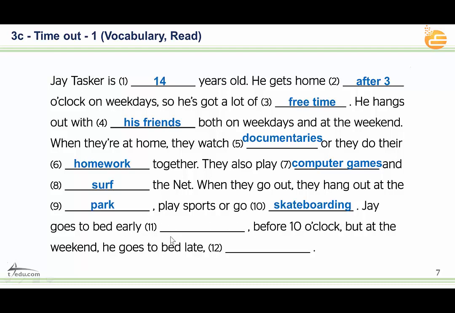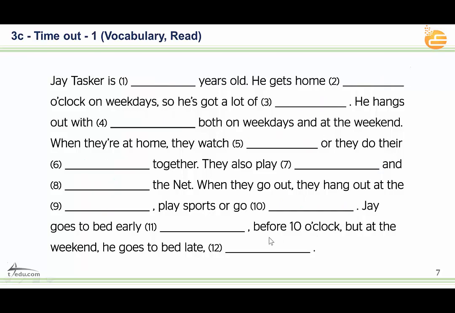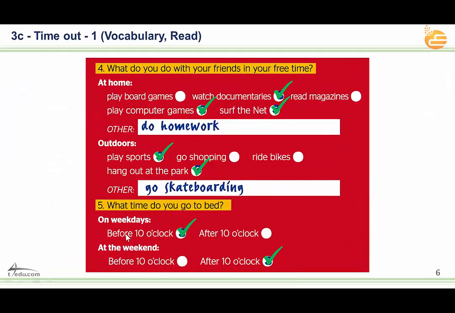Jay goes to bed early before 10 o'clock. Okay. When does he go to bed? What do you think? At the weekend or on weekdays? Early. Before 10 o'clock. Let's take a look. Okay. Before 10 o'clock on weekdays, he goes to bed. Exactly. On weekdays. But at the weekend, after 10 o'clock.